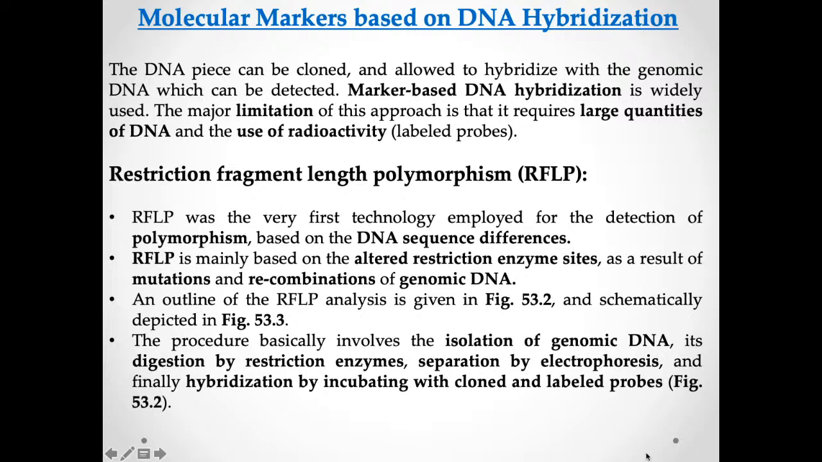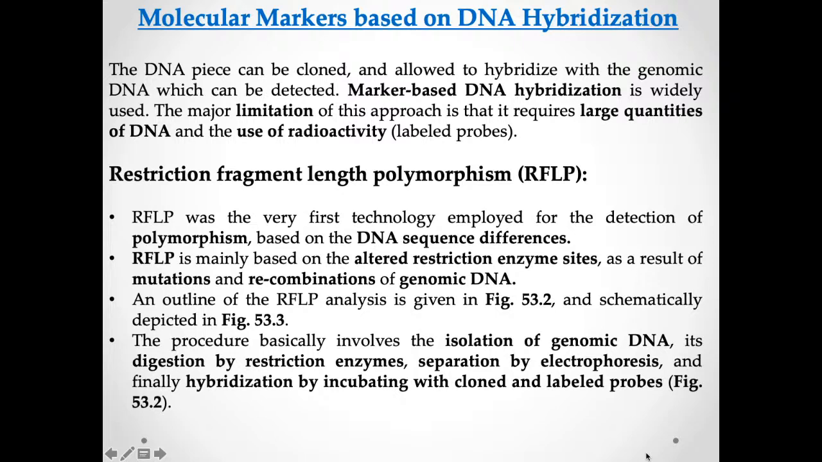A DNA piece can be cloned and allowed to hybridize with genomic DNA, which can then be detected. Marker-based DNA hybridization is widely used, and the major limitation of this approach is that it requires large quantities of DNA and the use of radioactivity. Restriction fragment length polymorphism, RFLP, was the very first technology employed for the detection of polymorphism based on DNA sequence differences. RFLP is mainly based on altered restriction enzyme sites as a result of mutations and recombination of the genomic DNA.